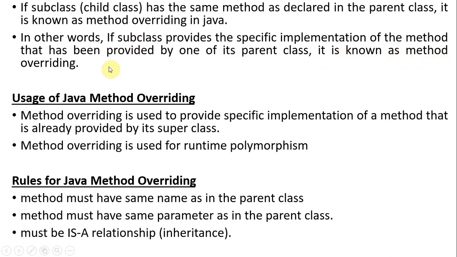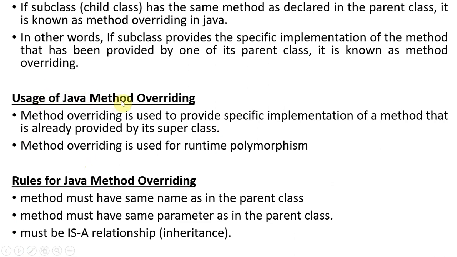So what does it mean? In both the subclass and superclass, we have the same method, but we don't want to provide the same implementation. The same set of statements need not be there in the superclass method as well as the subclass method. In the superclass one kind of definition may exist, and in the subclass another implementation of the method can happen. We'll see an example.